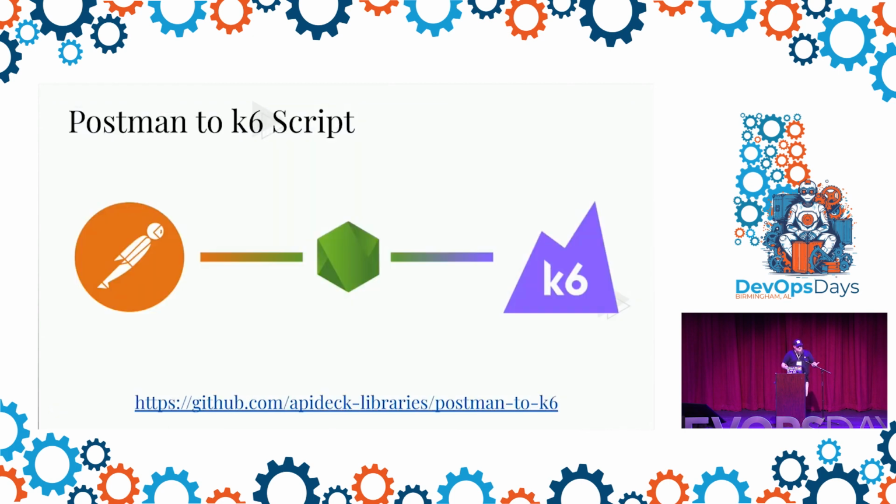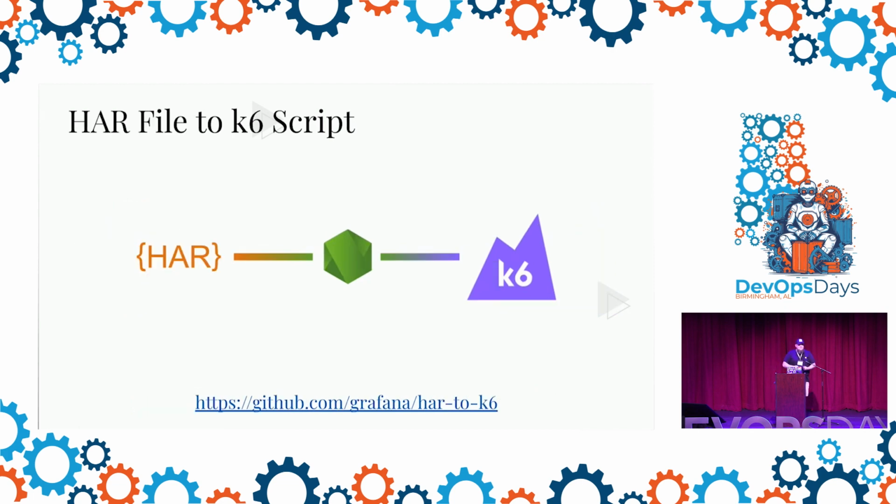They also have a Postman to K6 script. That's really useful if you have Postman stuff that's built and organized well. They also have HAR file to K6 script. So if you've got some network traffic that you want to replay, you can convert that to a script. Will everything work? Probably not. You're going to have to work out authentication, and work out any specific test data you need against whatever environment you're running against. But for the most part, it gives you a template, which is really nice.